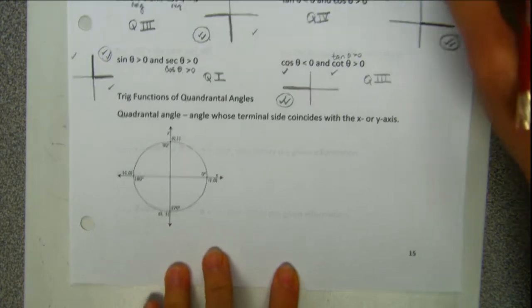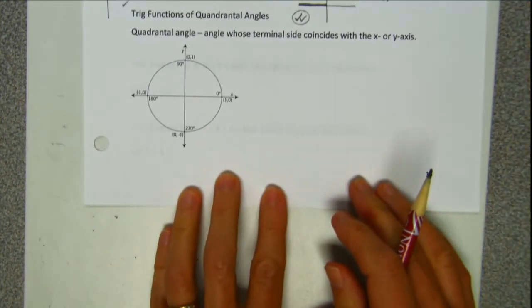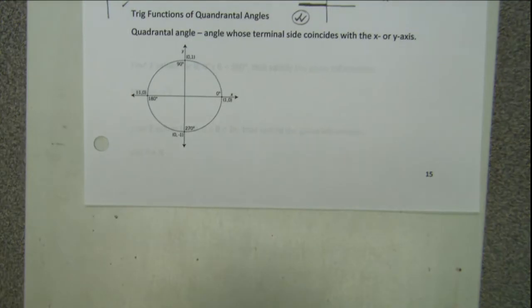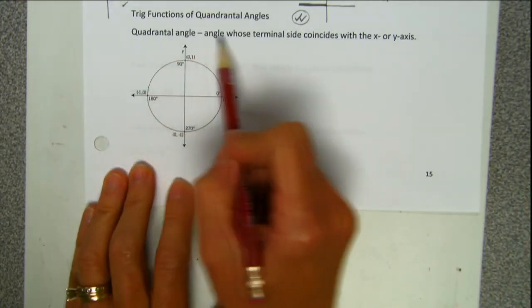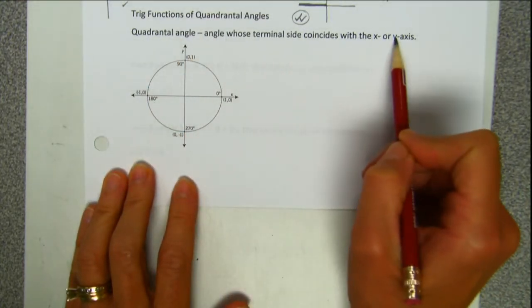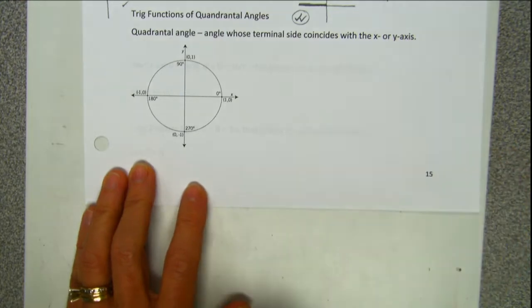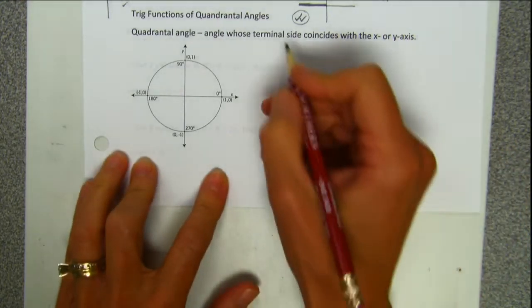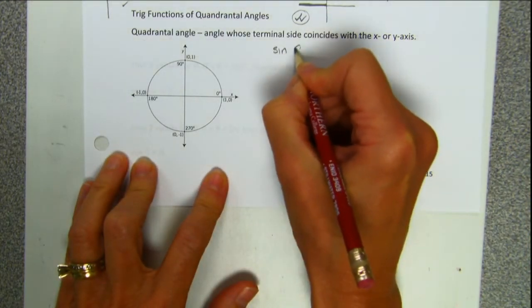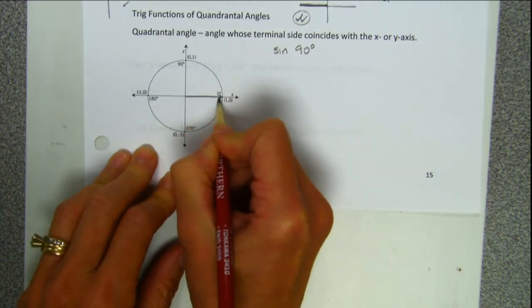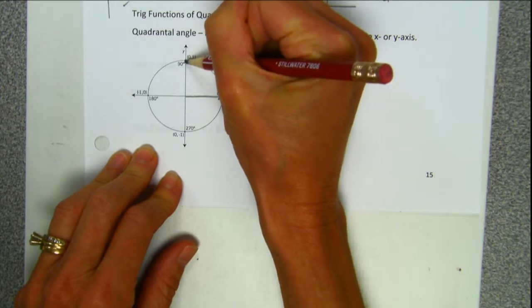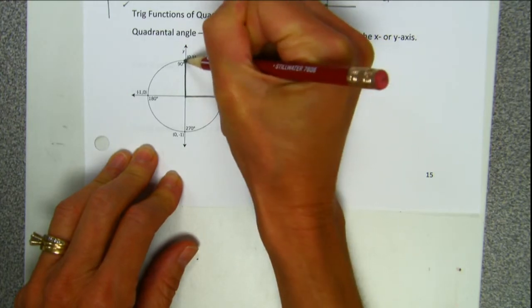All right. Trig functions of, I cannot say this word, quadrantal angles. It's a hard one. Gets me tongue-tied. A quadrantal angle is an angle whose terminal side coincides with the x or y axis. So let's say I ask you for the sine of 90 degrees. That would be where my initial ray is on the x-axis and my terminal ray is on the y-axis.